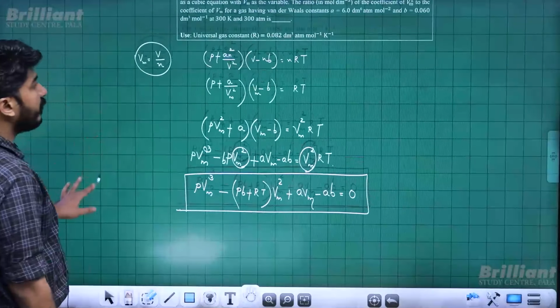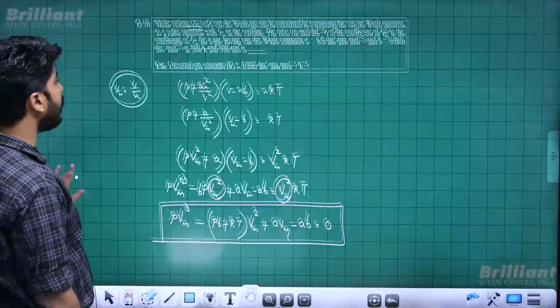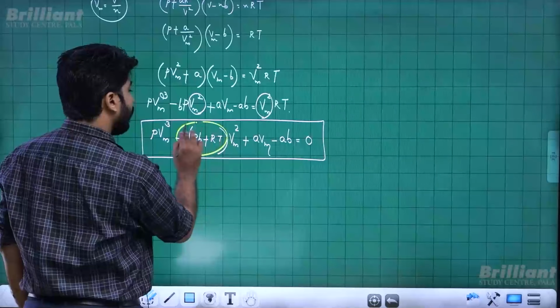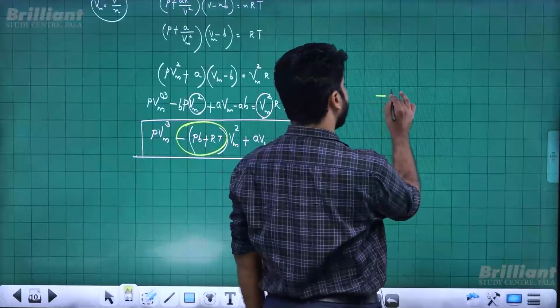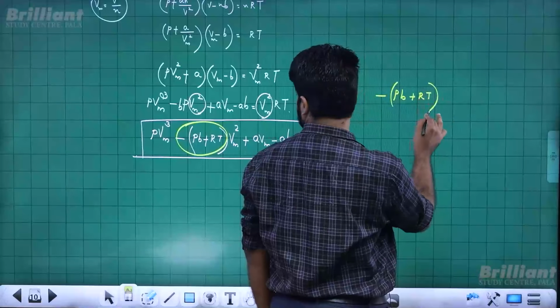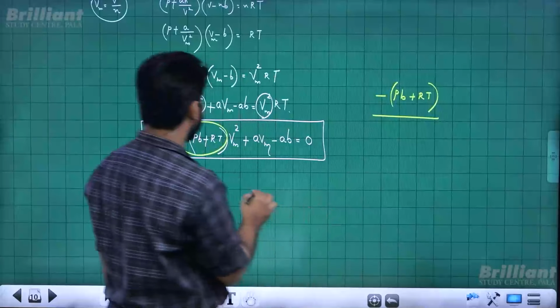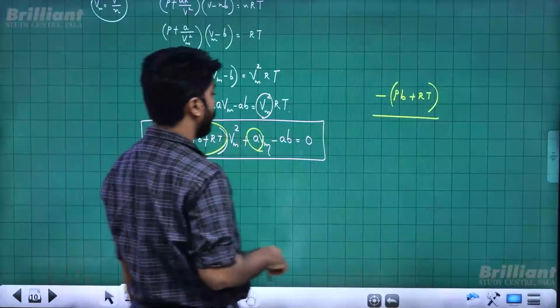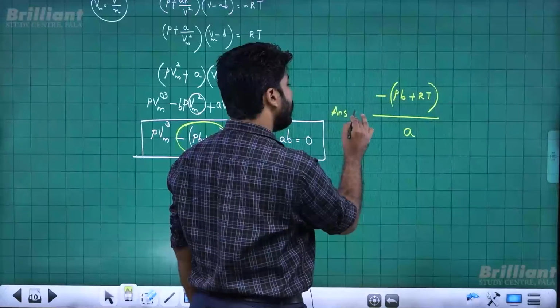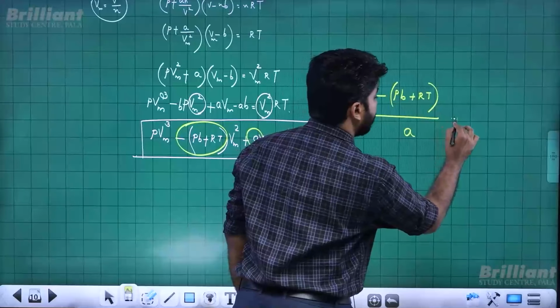Now we want the ratio of the coefficient of Vm square to that of Vm. The coefficient of Vm square is minus (PB plus RT), and the coefficient of Vm is the constant A. So our final answer is going to be the value of this expression.